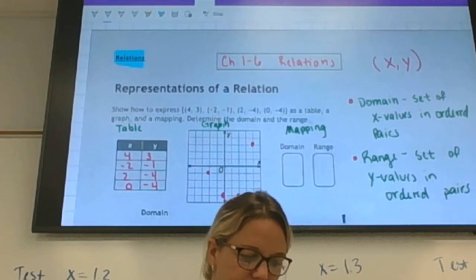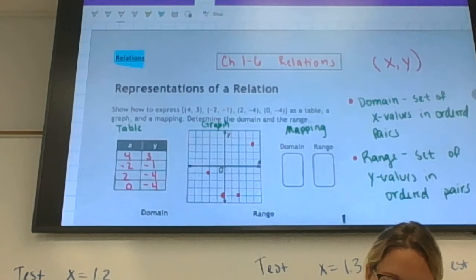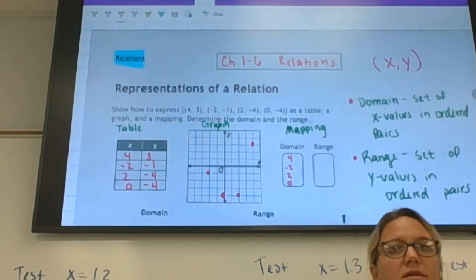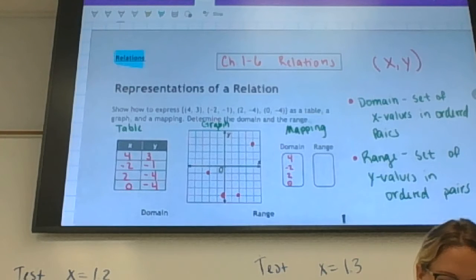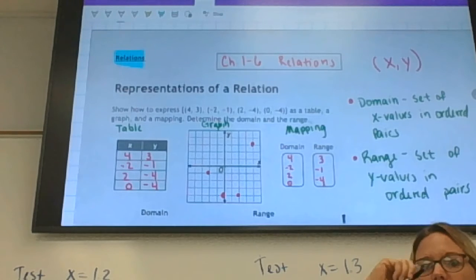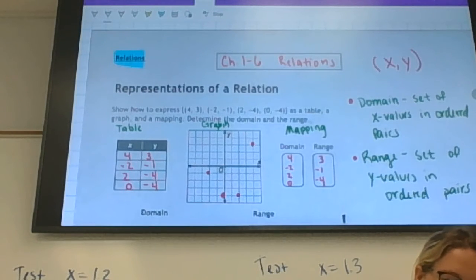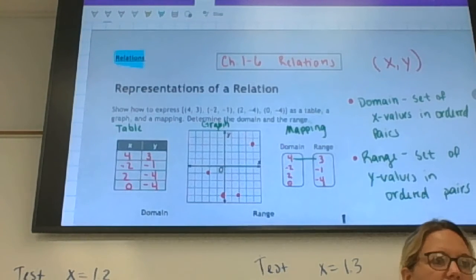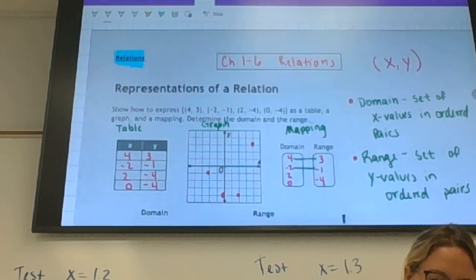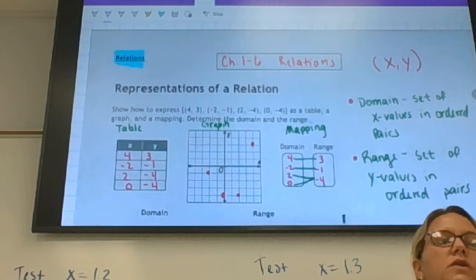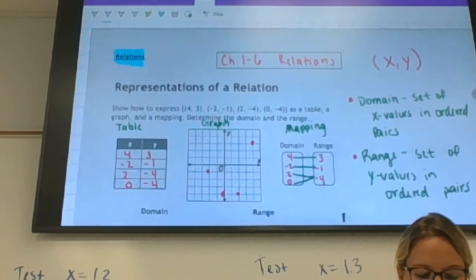So let's do our mapping. I'm going to put in 4, negative 2, 2, and 0. I put the x's in the domain part, and then I put the y's in the range part. And then for a mapping, just like a map actually is where the car drives or where you walk, we're going to draw an arrow, a line from the domain that pairs with that range. So 4 was paired with 3, negative 2 was paired with negative 1, 2 is paired with negative 4, and so is 0.